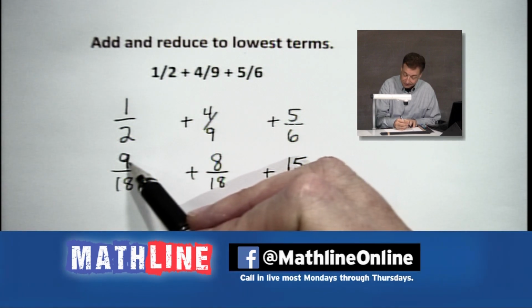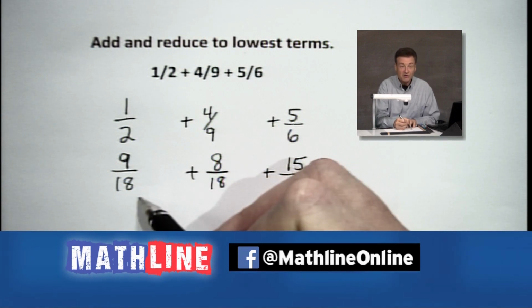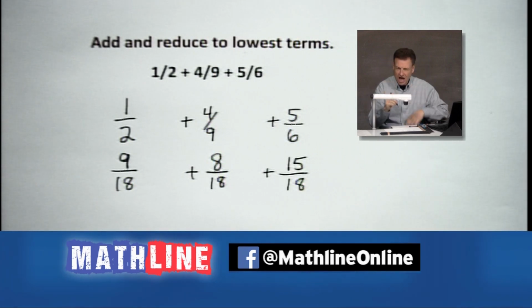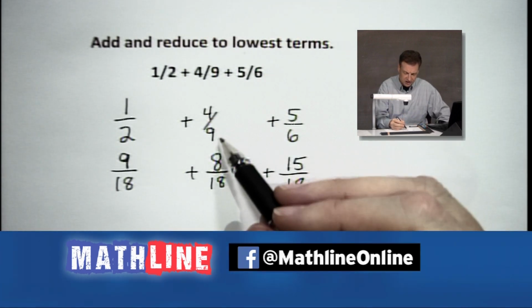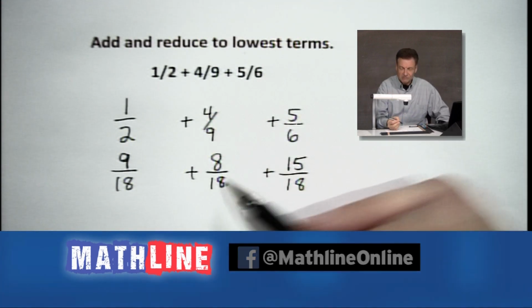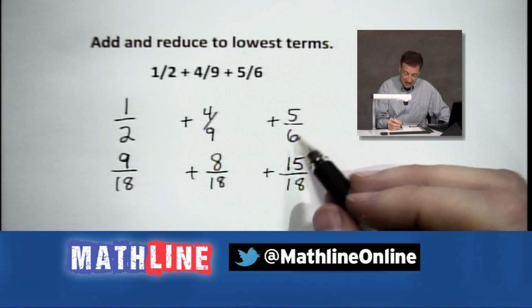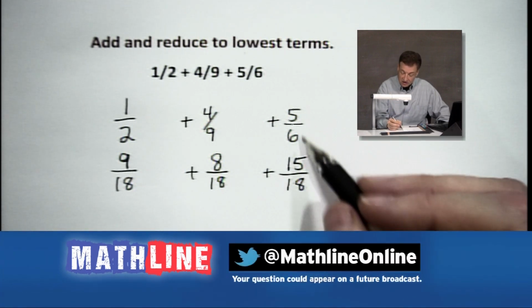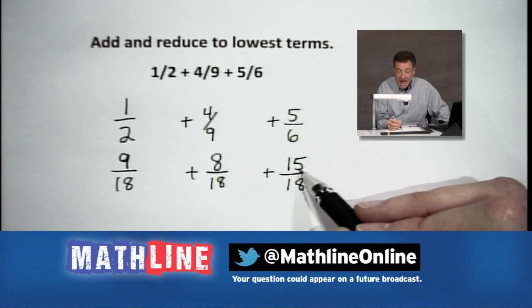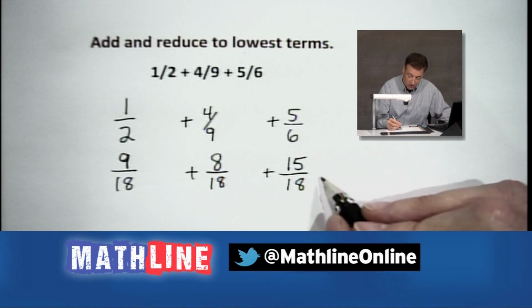I see 9/18. That looks good, right? Everybody good? Cha-ching, cha-ching. Always good to check your fractions and your multiplications. Here we doubled everything. 8. Looks good. And last but not least, we've got 15. Now, we're going to add these 3 numerators together. Remember, it's all over 18.